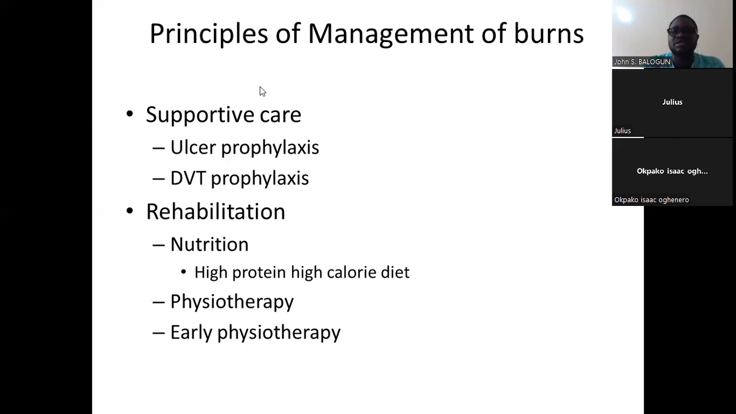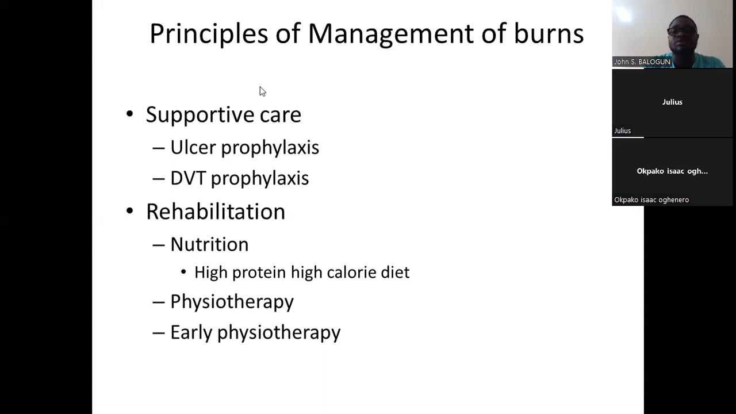Now, DVT prophylaxis is commonly useful for major burns, especially if the patient is at risk for DVT. For instance, in major burns, these patients are usually confined to bed in the early days of presentation, and that's a risk factor for DVT. If the patient is also fat, that's also a risk factor for DVT. Having a burn itself is also a risk factor for DVT. So once you have a major burn and the patient is confined to bed, you want to give DVT prophylaxis.